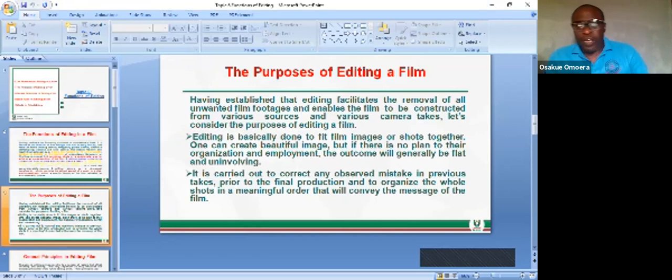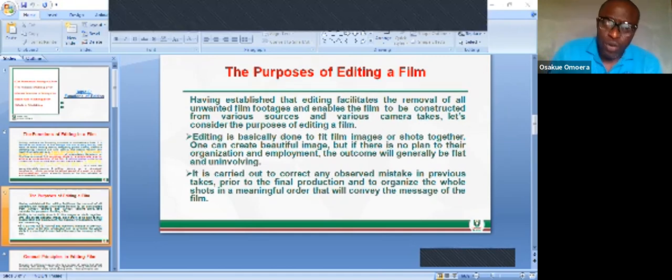The second point I want us to note under the purposes of editing a film is that it is carried out to correct any observed mistake in previous takes prior to the final production, and to organize the whole shots in a meaningful order that will convey the message of the film.